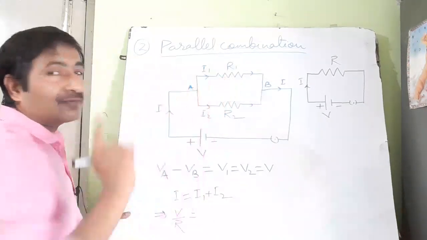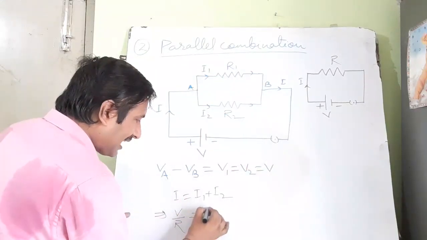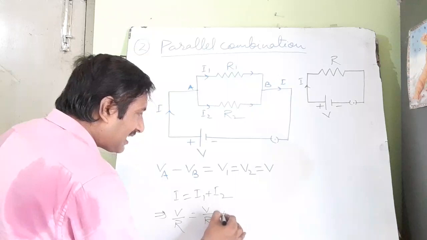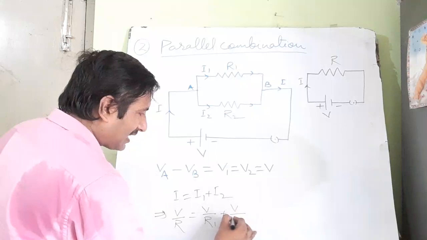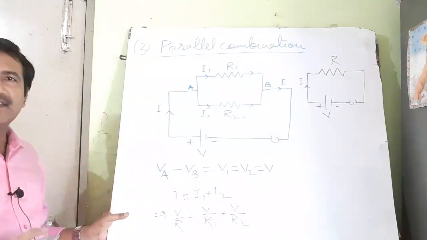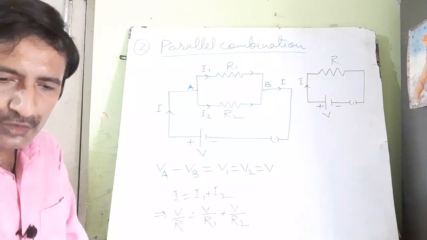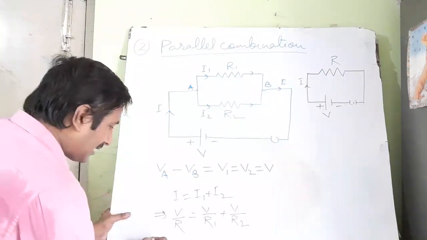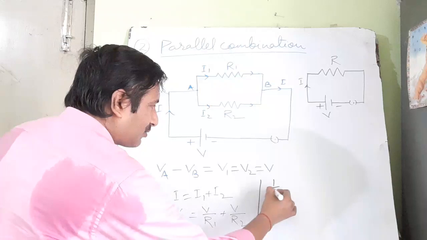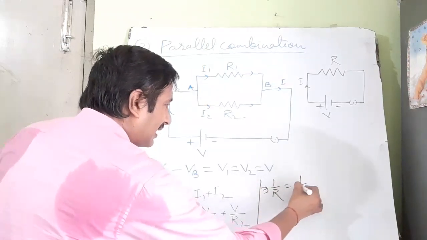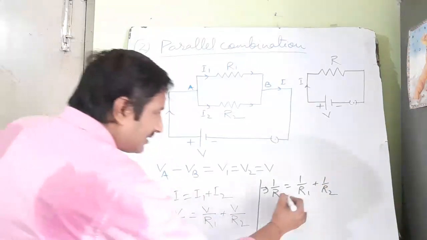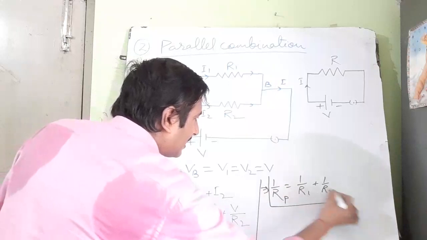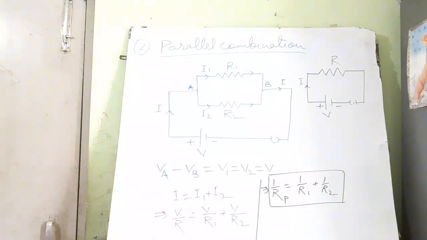I1 is V1 by R1 and V1 is V, so you can write it V by R1, plus I2 is V2 by R2 and V2 is V, so this is V by R2. You see, V can be cancelled out and ultimately you will have 1 by R is equal to 1 by R1 plus 1 by R2. Got it? See, these are in parallel combination, so you can put P here and it will become RP, means resistance in parallel combination. Okay?